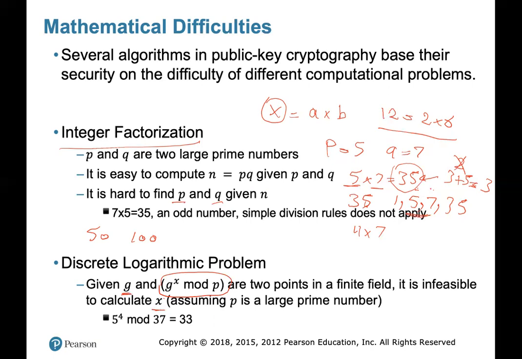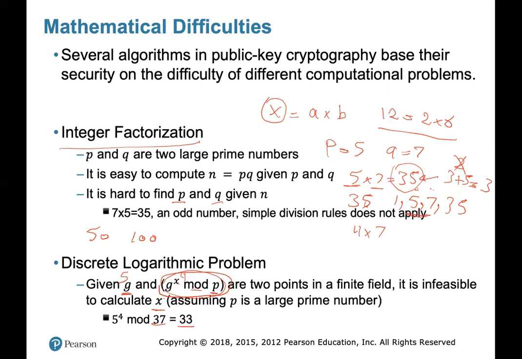If I give you G, which is any number, and I calculate G to the power of some number X, and then take the mod of that with respect to a prime number P, and give that number to you as well. For example, here G is 5 and my X is 4. So I calculated 5 to the power of 4, and P, I assume, is 37. 5 to the power of 4 mod 37 becomes 33.